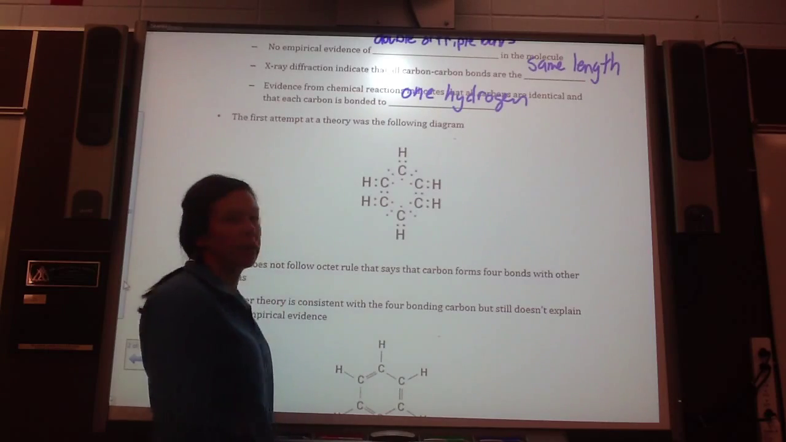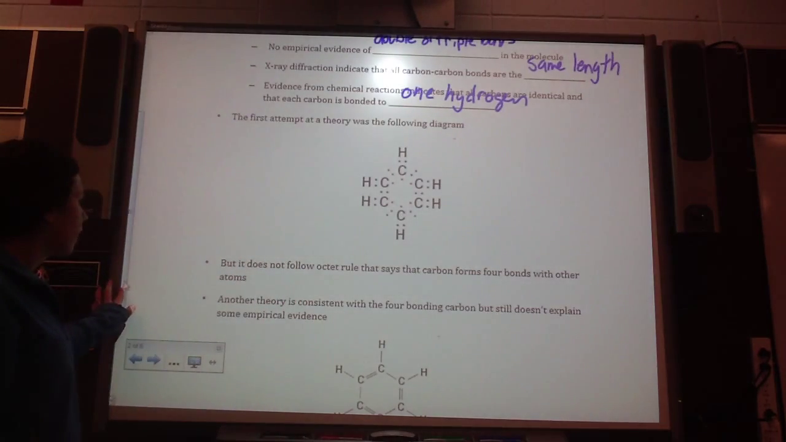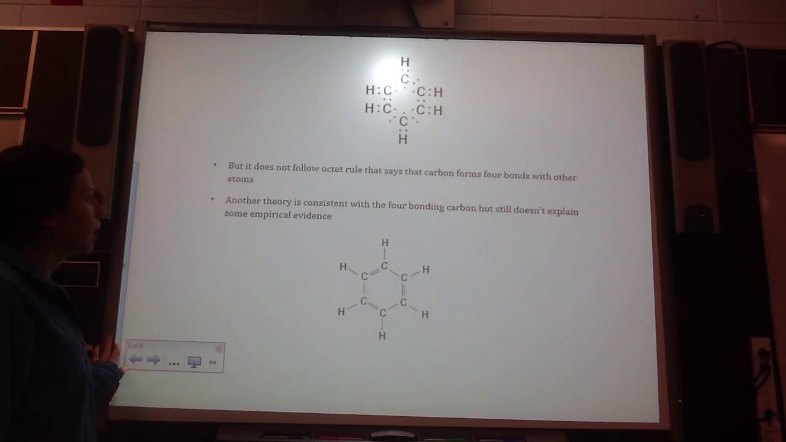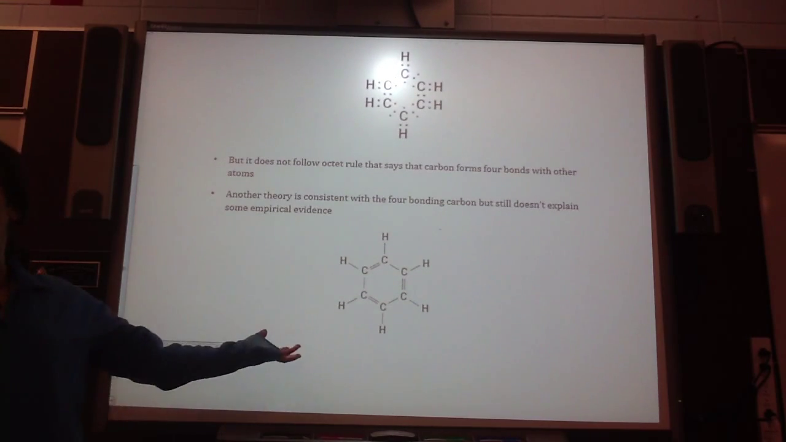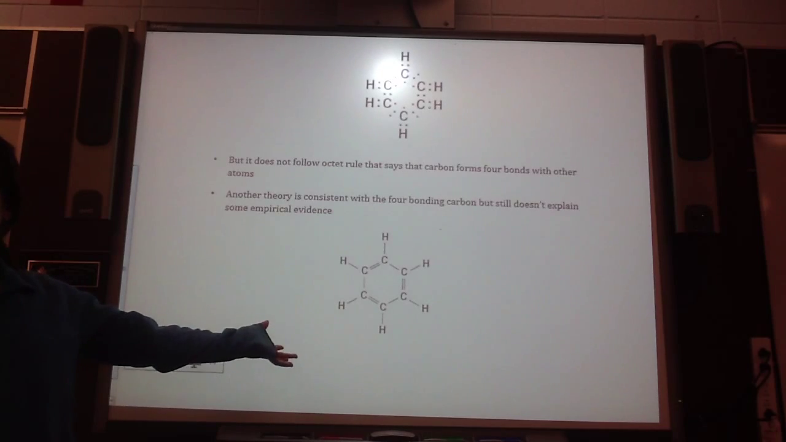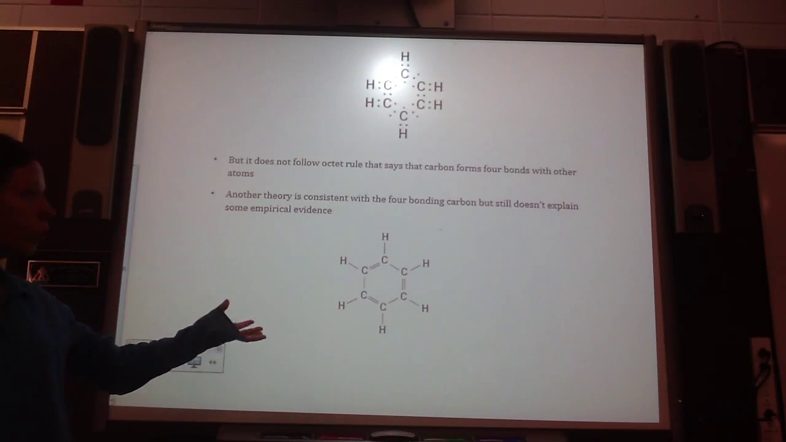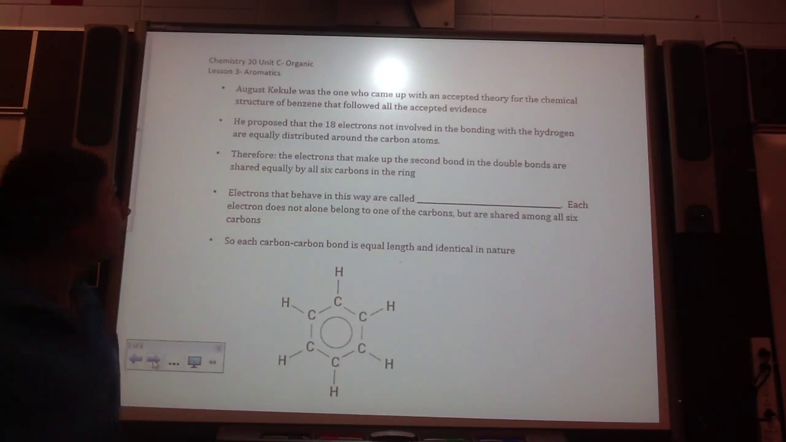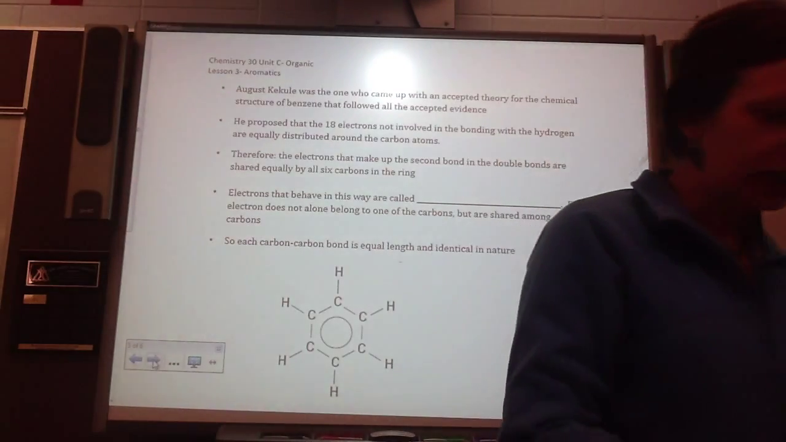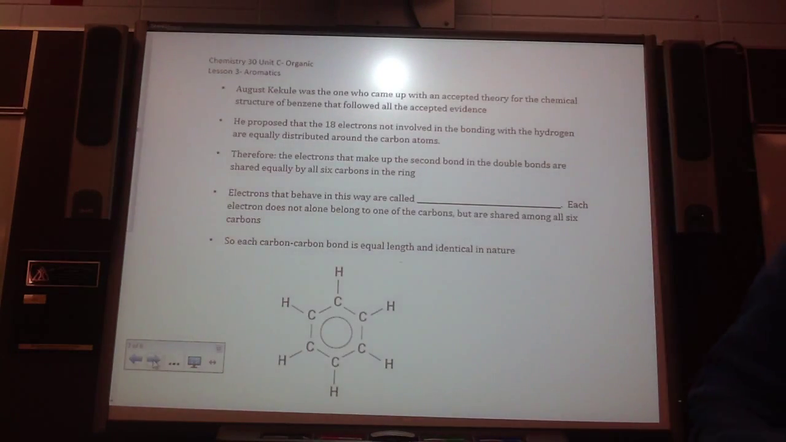That doesn't work, right? Another theory is consistent with the 4 bonding carbon, but still doesn't explain some empirical evidence. This is what you did today, right? So it fits, it works, we have double bonds, but it's not a full, complete idea of benzene yet. So August Kekulé, however you say his name, was the one who came up with an accepted theory for the chemical structure of benzene that followed all accepted evidence.